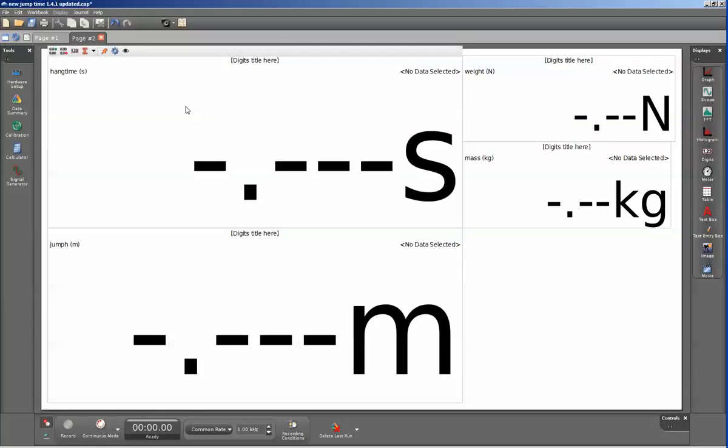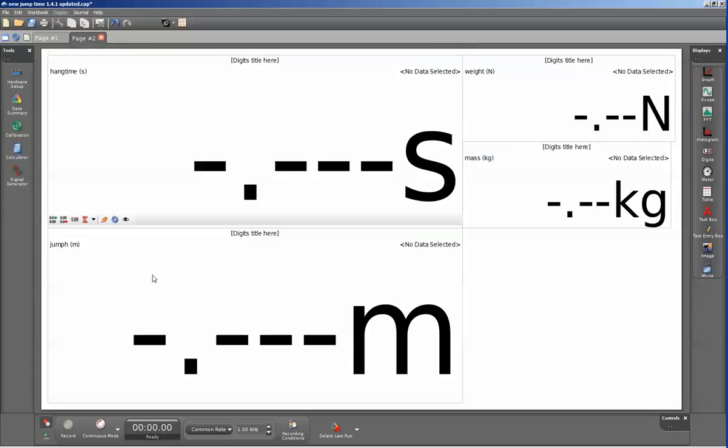Within this workbook, I have a simple display here, which displays the hang time in seconds, the jump height in meters, and then also has the weight of the subject that's determined at the start of the run in newtons, and then the mass of the subject in kilograms.